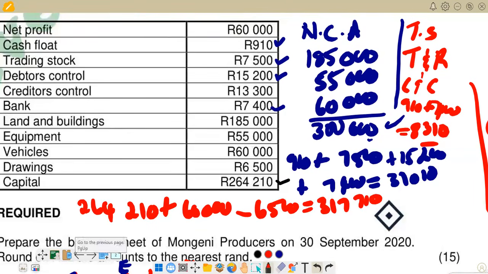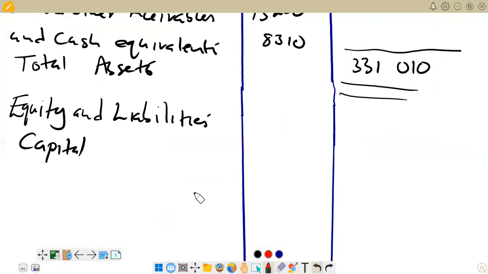Then go back to the answer section, and we are going to see that our figure for capital is 317,710. So we are going to put it here, 317,710. So now, remember I said capital plus liabilities, so we go to the liabilities section.